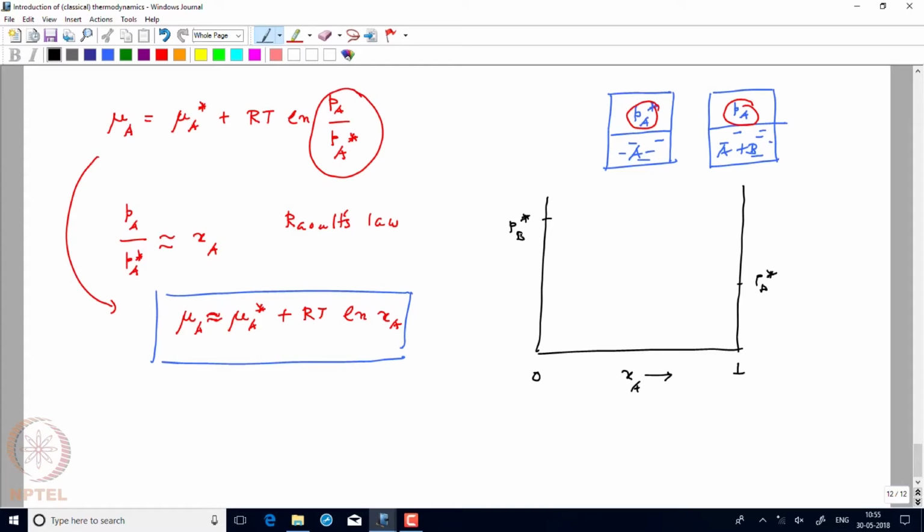The way I have drawn it here, PB star is higher than PA star, but it's not necessary. In between, the total pressure should change from PA star to PB star, that is for sure. For the partial pressure of B, when the mole fraction of A is 0, it will be PB star, but when it is 1, it has to be 0, because this axis is the partial pressure. So the B curve should be like this. Similarly, the A curve should be like this, and this should be the total pressure. So this curve is for B, this curve is for A, and this curve is for the total vapor pressure.